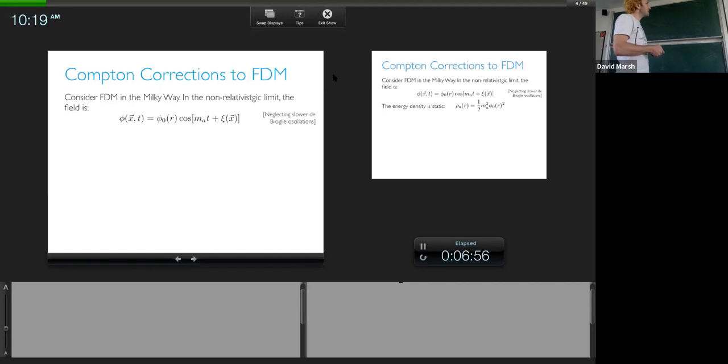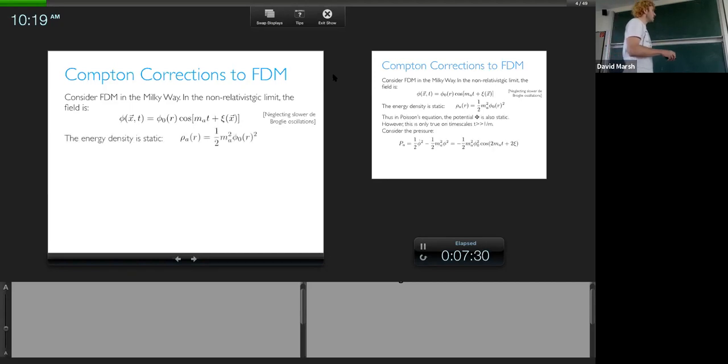So phi of x,t is phi_0 of r. I'm assuming that I'm in the Milky Way galaxy and I've taken some angle average, so my field just has a radial profile. And then I have some oscillation at the frequency set by the mass, the Compton frequency, and then some local phase factor. And I'm neglecting the slower time variation on the de Broglie timescale. So on the de Broglie timescale, there would be some time variation of this phi_0 of r, but I'm neglecting that here.